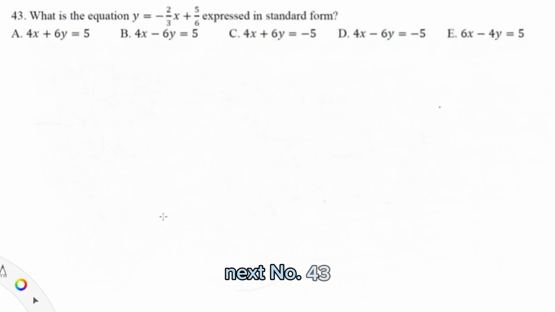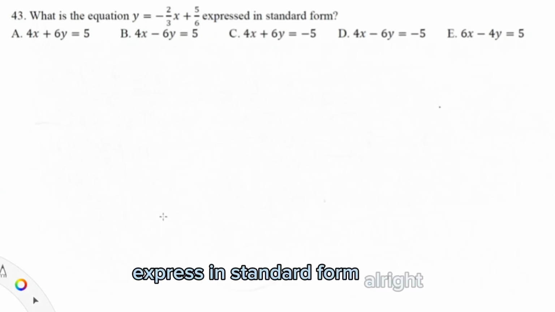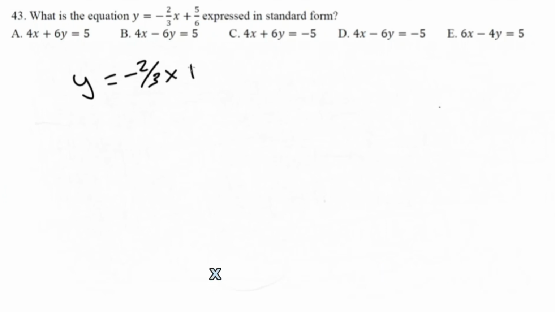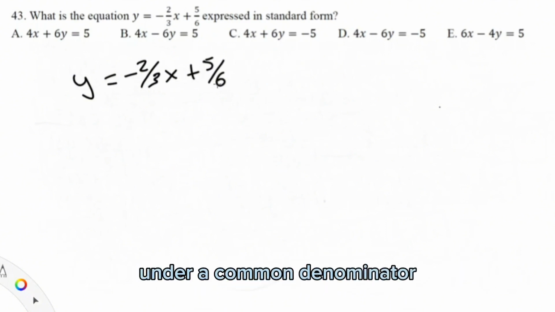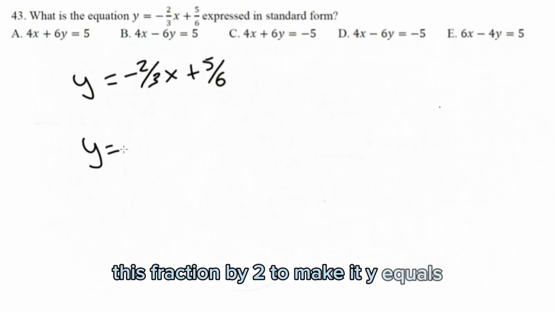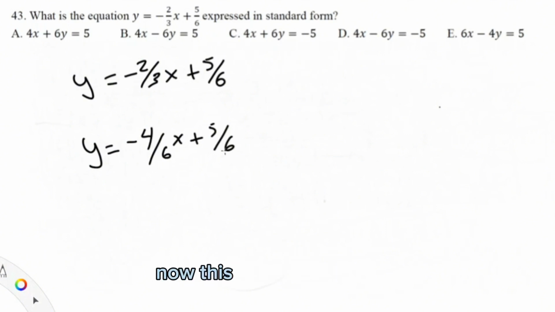Next, number 43. What is the equation y equals negative 2/3 of x plus 5/6 expressed in standard form? Alright, so we have y equals negative 2 over 3x plus 5 over 6. Now, as you can see, we have two fractions here, the slope and the y-intercept. What we're going to do is bring these under a common denominator. So we can multiply this fraction by 2 to make it y equals negative 4 over 6x plus 5 over 6. Alright, now this is easy to simplify.